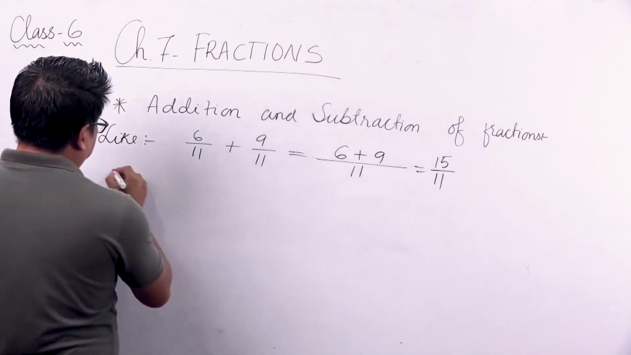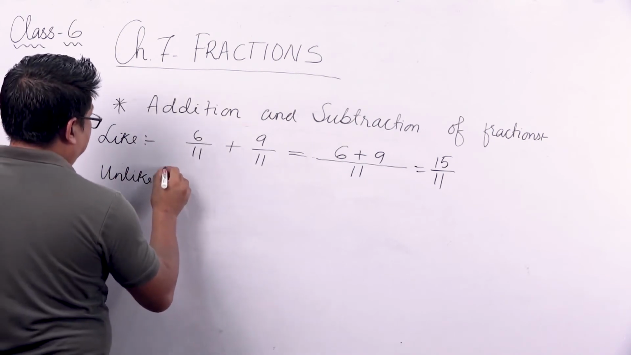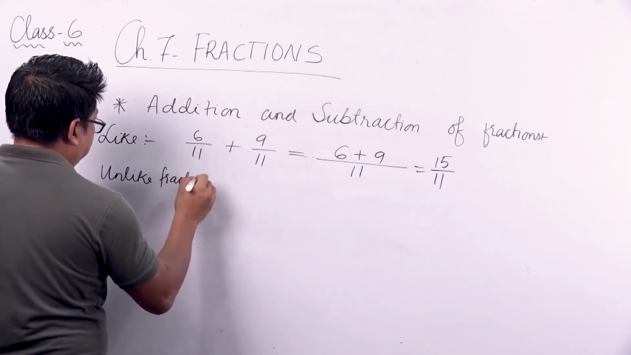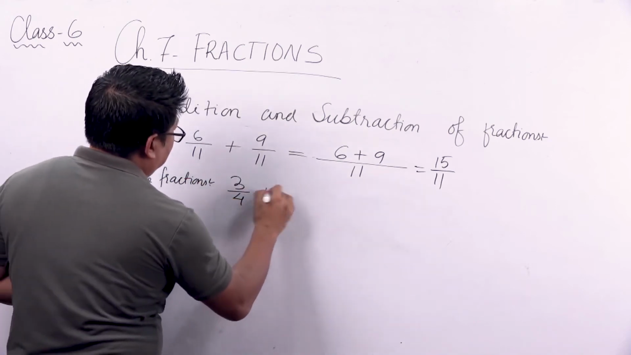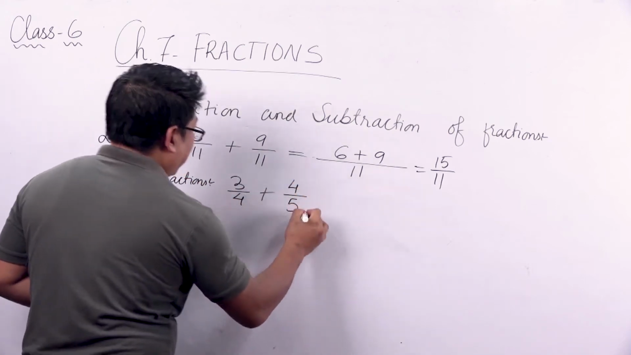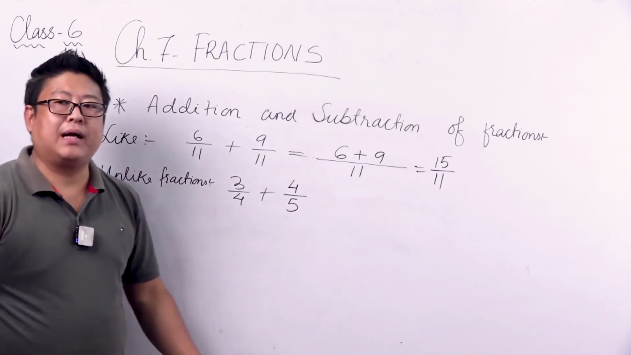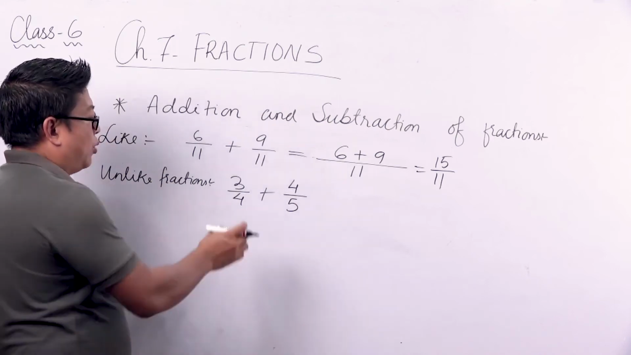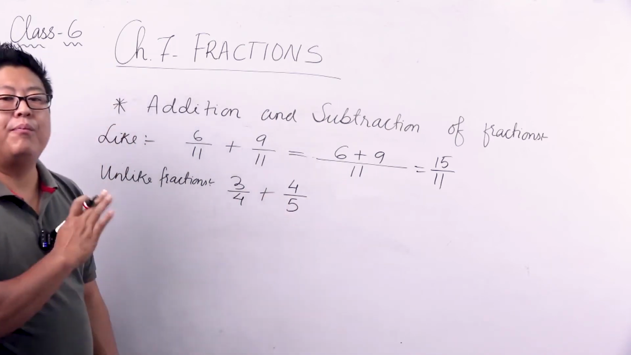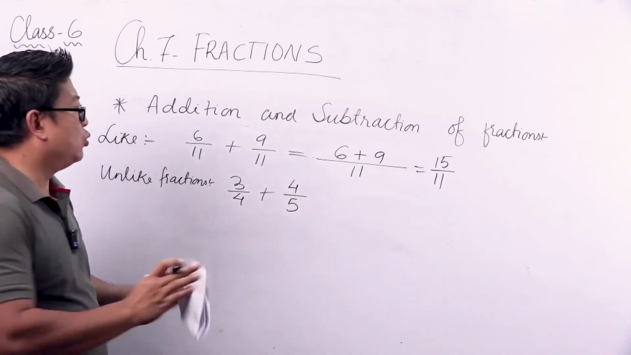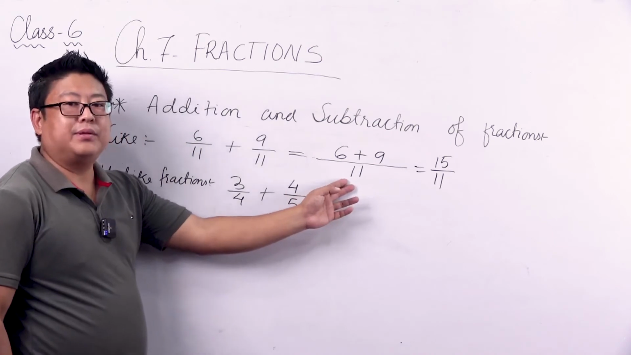But for unlike fractions, we have, for example, 3 by 4 plus 4 by 5. If you are asked, add 3 by 4 plus 4 by 5. Okay? So you check the denominators first. 4 and 5, they are both different. So to add like we added like terms, it is not possible.